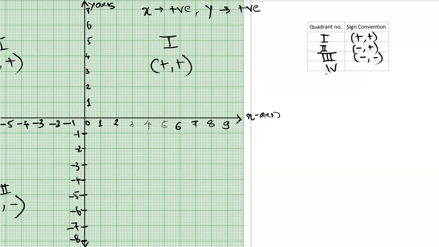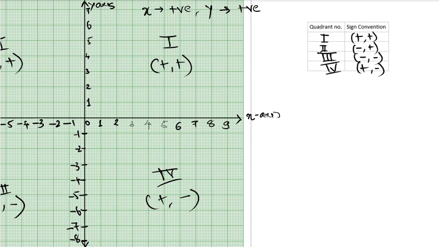Now we are left with the fourth quadrant. So the fourth quadrant is over here. What is the sign of x coordinate? Plus. What is the sign of y coordinate? Minus. So the sign convention is plus minus. So these are the sign conventions.